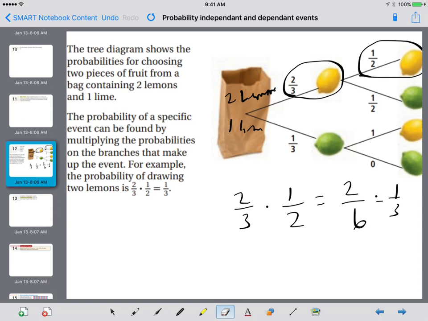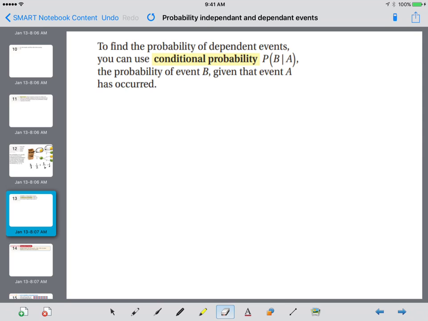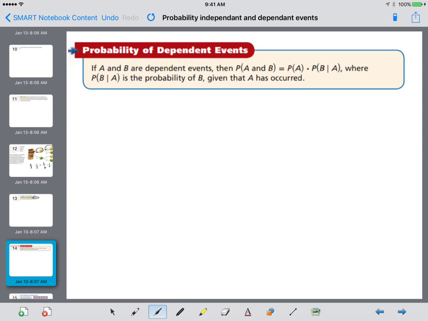So the formula for figuring out dependent events, we use what's called conditional probability. And it's this fancy way of writing it here. It's probability of B with a straight line, A. This means the probability of B given that A has occurred.